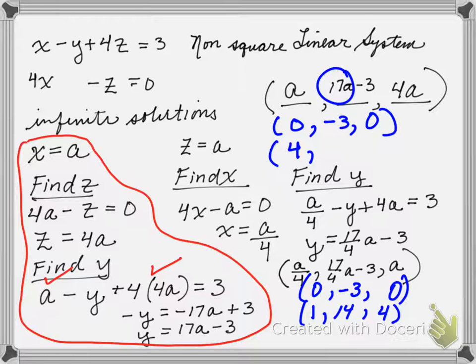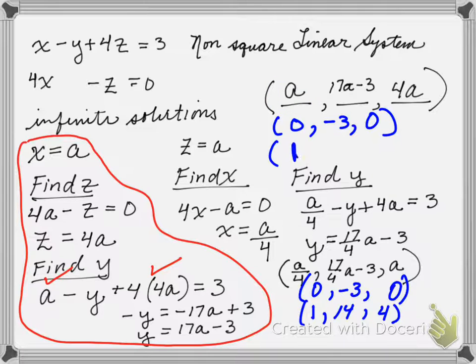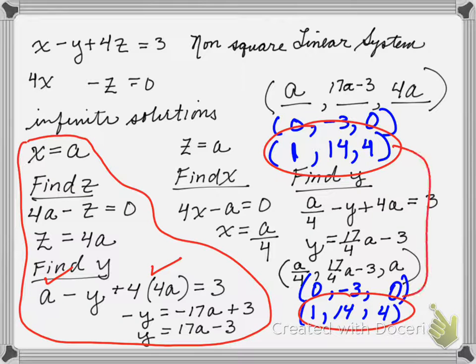Yikes. That's not what I want to do. I don't want to let a equal 4, sorry. If I want this coordinate here to match this coordinate here, what do I have to let this a be? I have to let it be 1. All right, so if I let a be 1 up here, then I'm going to have 17 minus 3 is 14. And if I let a be 1 here, I'm going to have 4. So I've got those coordinates, and those coordinates match these coordinates.